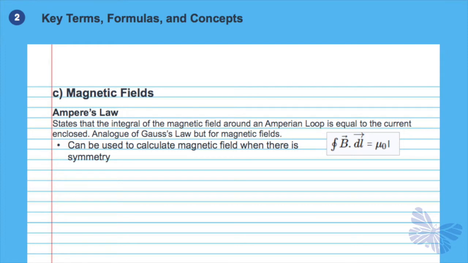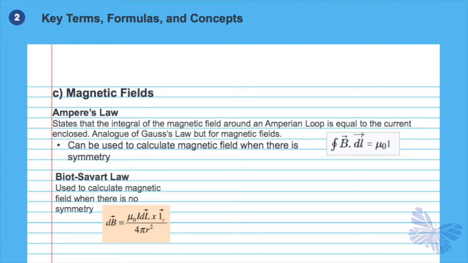And then when there's not symmetry, you have to use the Biot-Savart law, which is a pretty long equation, but it's typically not terrible to solve. You just have to integrate the contributions of each small part of current. So it's basically the same as Coulomb's law, but it's the magnetic field version of it.